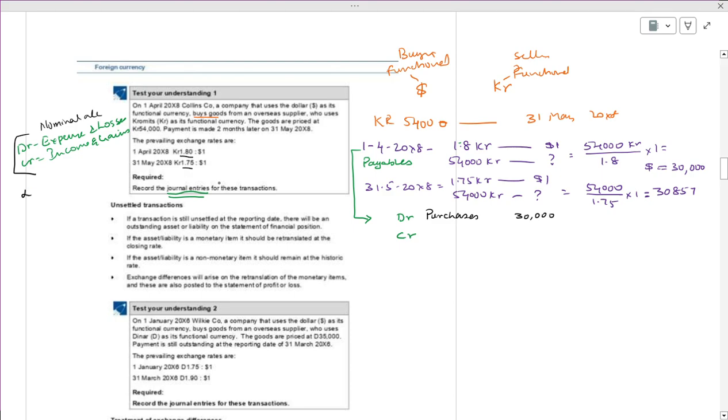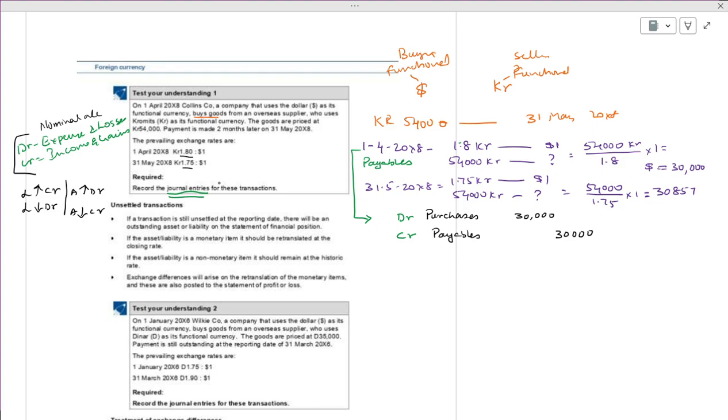If liability is increasing, it should be credit. If liability is decreasing, it should be debit. If asset is increasing, it should be debit. If asset is decreasing, it should be credit. You have to pay after 2 months, which means your liability will increase. Your payables are increasing, so payables will be credited, $30,000.